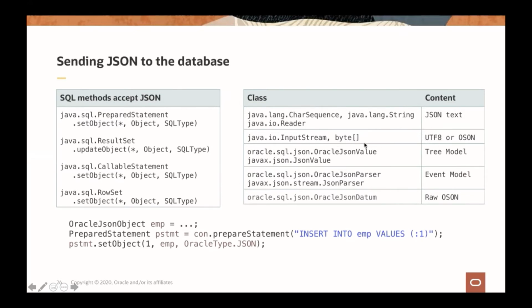So if you give it UTF-8 in bytes, it will encode that as Oson and send it on its way. If you give it Oson directly, it will take that Oson and send it right on without doing any conversion. You can give it the tree model instances, you can give it the event stream instances, and you can give it this Oracle JSON data. Here, I think we did this for symmetry with the reads, but it maybe has limited use because you can wrap it in Oracle JSON data, but in this case, you can also just put it in a byte array, and both ways work for sending Oson to the server.